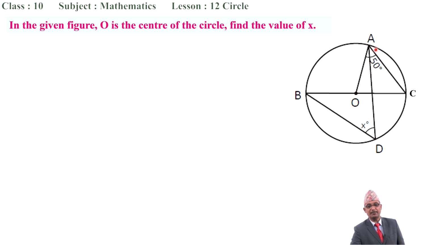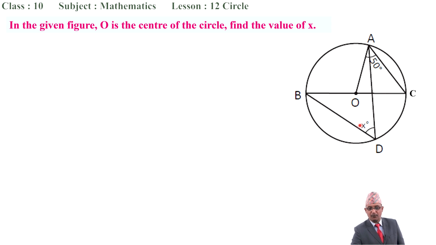So OA equals OC means in triangle AOC, two sides are equal. In any triangle, if two sides are equal, then that triangle is called an isosceles triangle. It means AOC is an isosceles triangle. And we know that base angles of an isosceles triangle are equal. Base angles means angles that are opposite to equal sides. So equal sides are here OC and OA. The angle opposite to side OA is angle ACO, that is this. And the angle opposite to side OC is angle OAC, which is 50 degree. So if this is 50 degree, this will also be 50 degree, base angles of an isosceles triangle.